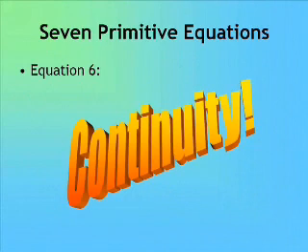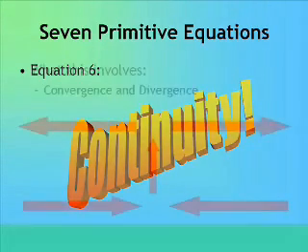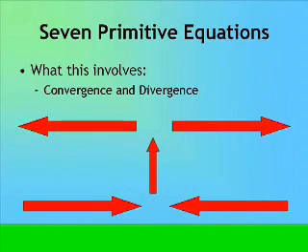Our sixth equation is called continuity. Now, this is a fancy word for something that's not really all that complex. It involves how patterns of convergence and divergence at the surface or aloft give rise to vertical motion. So, for example, as we're just seeing on this slide, you can see how low-level convergence gives rise to rising motion and ultimately upper-level divergence. This overall process is called continuity.